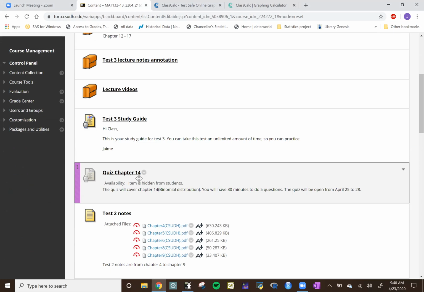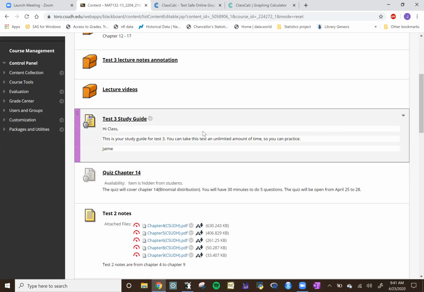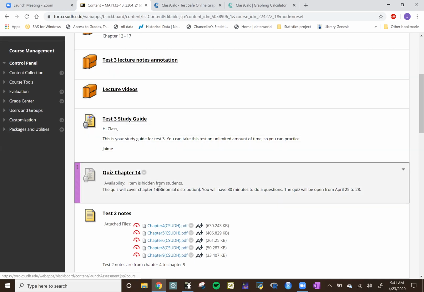For Quiz Chapter 14, you'll have 30 minutes to do 5 questions. And for this one, once you open it, you have to take it. It's going to be due all the way till next Tuesday. So it should be open on Friday. So you're going to have the weekend or Monday or Tuesday to do it, but you have all the way till Tuesday to be able to do this quiz. Any question in regard to the quiz?